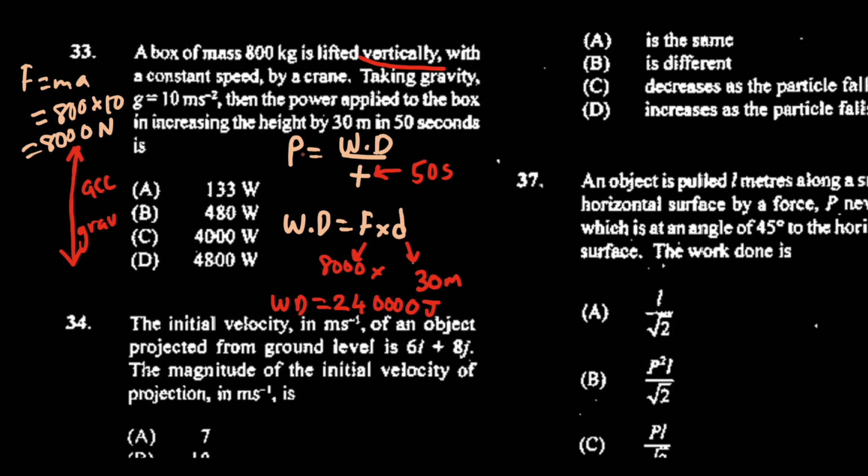240,000. Now, remember we said power is work done divided by time. So we just have to divide this here now, 240k divided by 50. So once we divide that, we get our answer, which is 4,800 watts. So our answer is this.